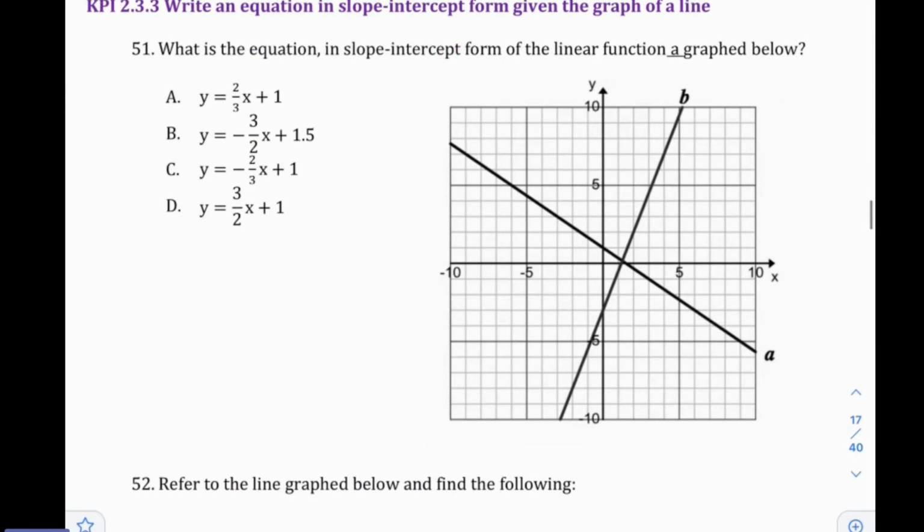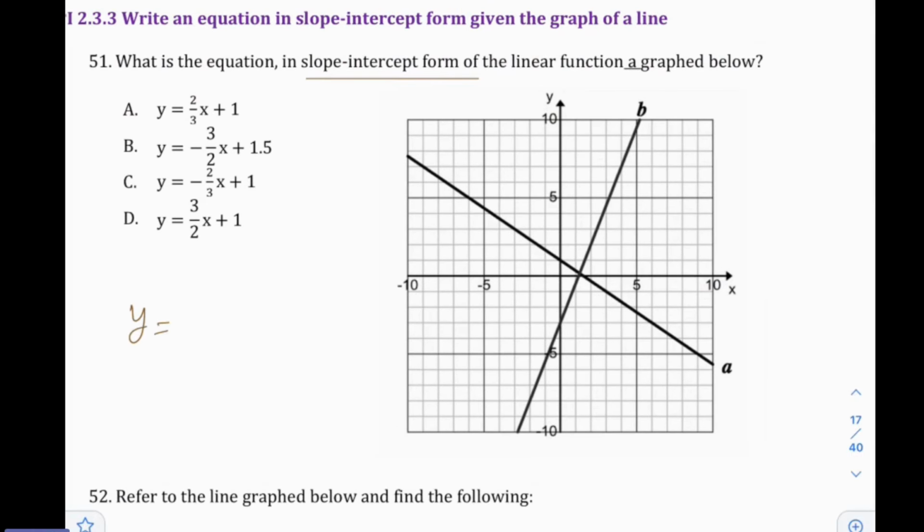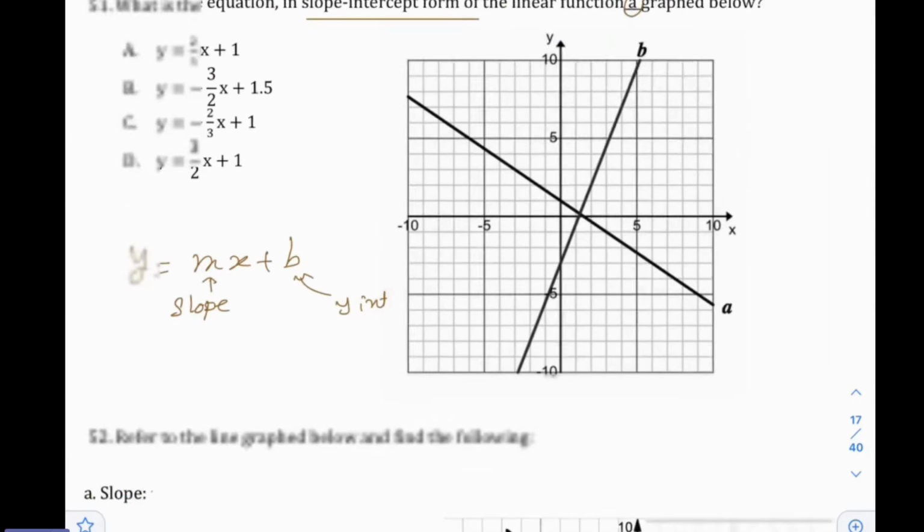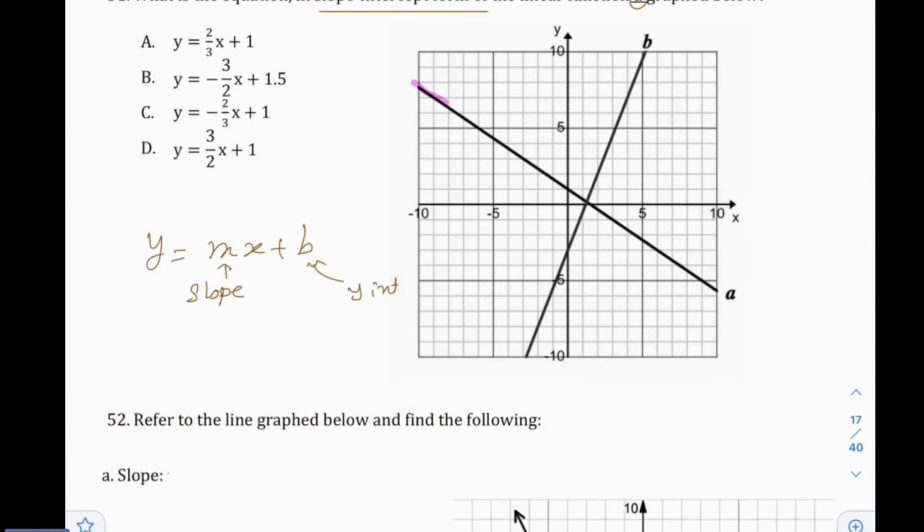Write the equation, or what is the equation in slope-intercept form? What is slope-intercept form? It is y equals mx plus b. M is the slope, b is the y-intercept. So he wants which one? Function A. Function A means this line. So we need to find the slope.